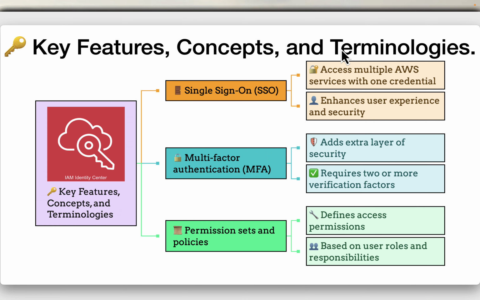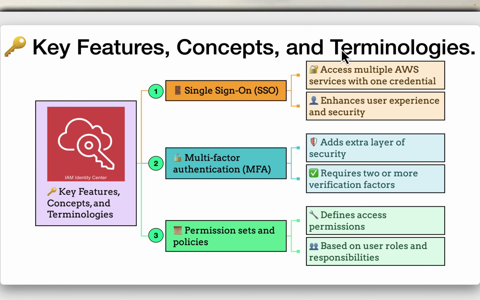Key features, concepts and terminologies. 1. Single sign-on. SSO is a key feature that allows users to access multiple AWS services and applications with one set of credentials, enhancing user experience and security. Second, multi-factor authentication. IAM Identity Center supports MFA, adding an extra layer of security by requiring users to provide 2 or more verification factors to gain access.